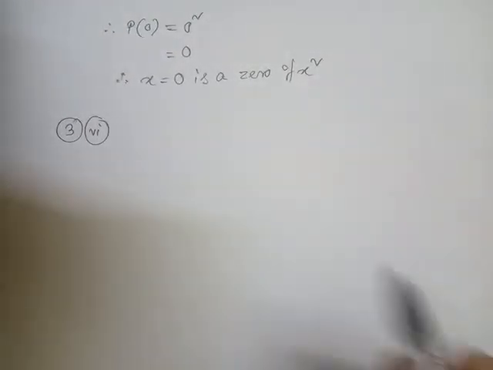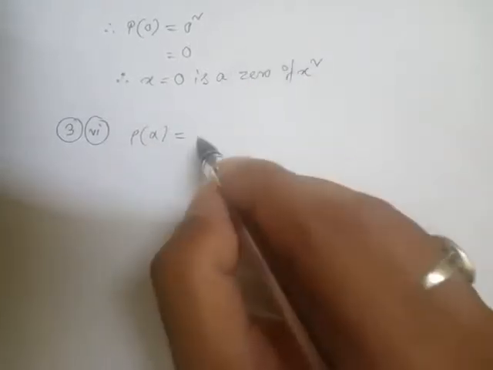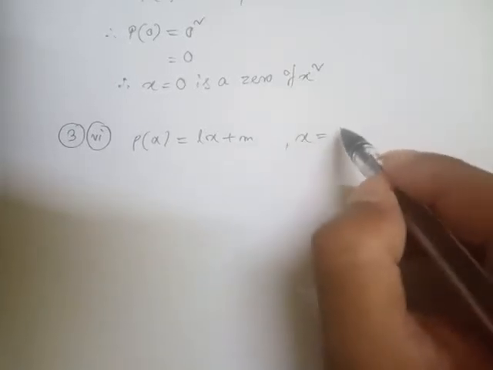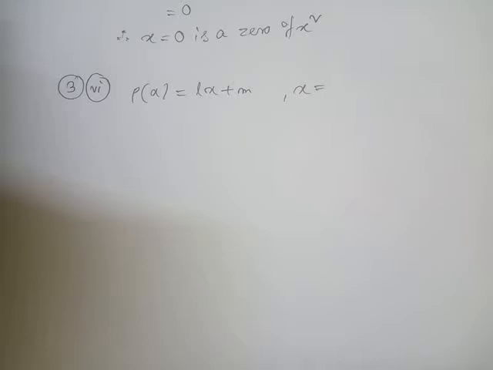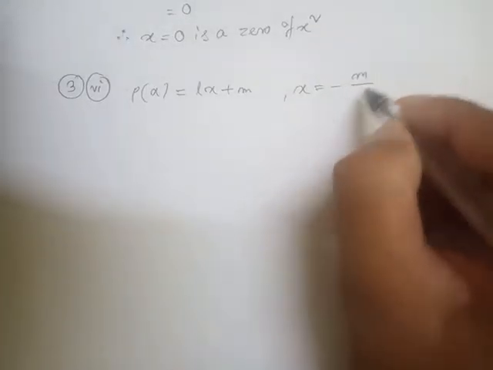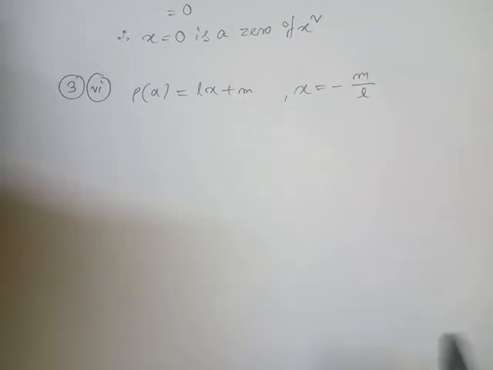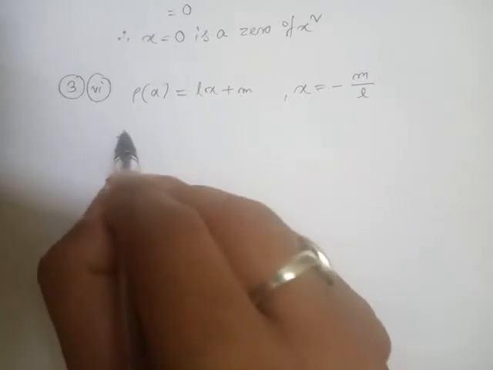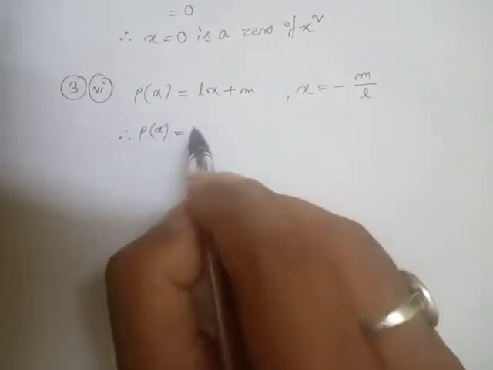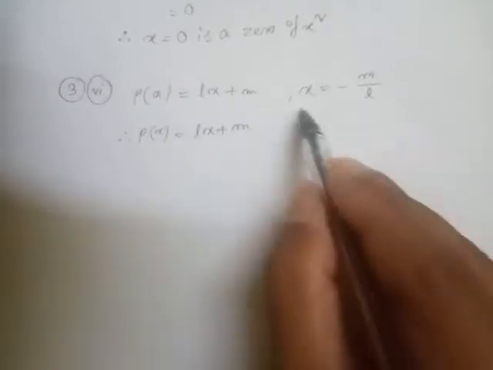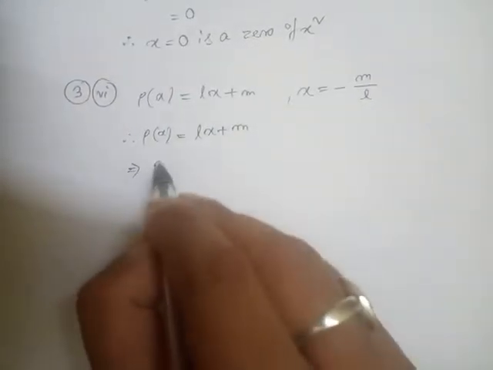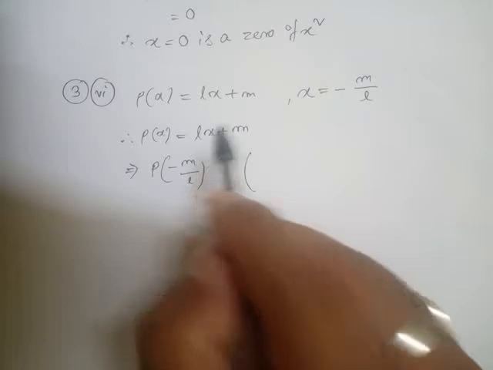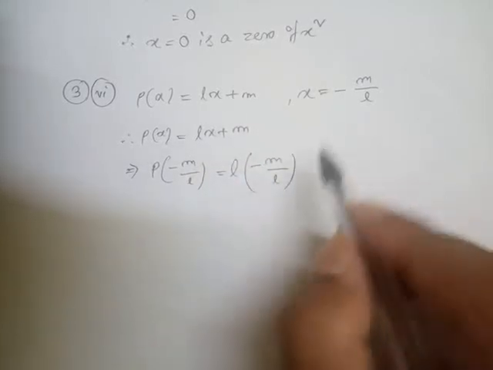and the question is p(x) equal to lx plus m, and here the value of x is given. Now students, look here, the value of x is given that x equal to minus m by l. So in the next part we'll put the value here. Therefore p(x) equal to lx plus m. Now in place of p(x) I will just put the value here, implies p(minus m by l) equal to l into, in place of x we'll put the value of x only, then m.